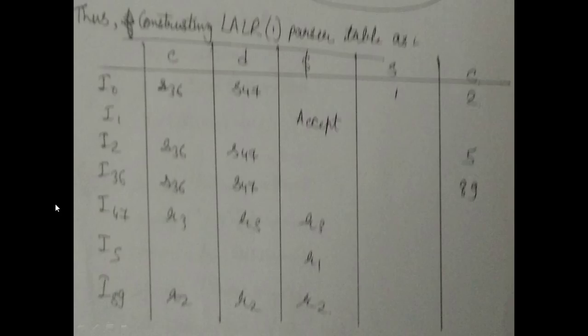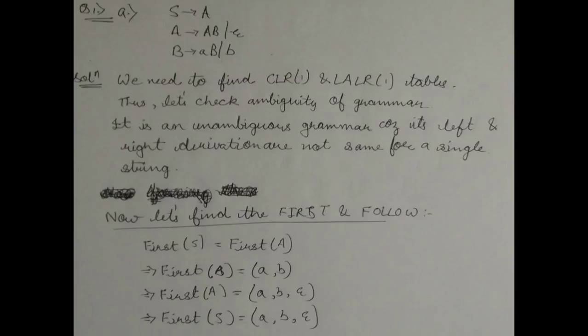Now here also we see that there are no multiple entries in this table, thus the grammar is LALR1 grammar. Okay, now let's consider another example and we'll clear the concepts, focusing more on CLR1 and LALR1 tables. Let's consider another example. The given grammar is S gives A, A gives AB or epsilon, B gives a B or b.